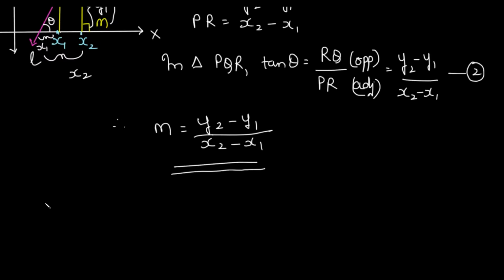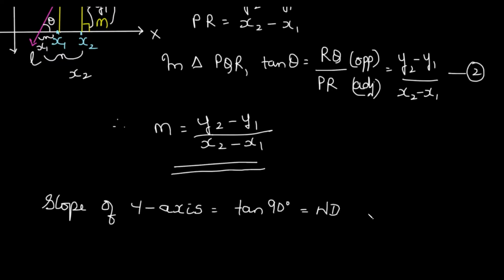Now, what is the slope of the y-axis? The inclination of the y-axis is 90 degrees. So the slope of the y-axis should theoretically be tan 90. But tan 90 is not defined. It is sin 90 upon cos 90, and cos 90 is 0. Anything upon 0 is not defined. Since tan 90 is not defined, the slope of the y-axis is also not defined.